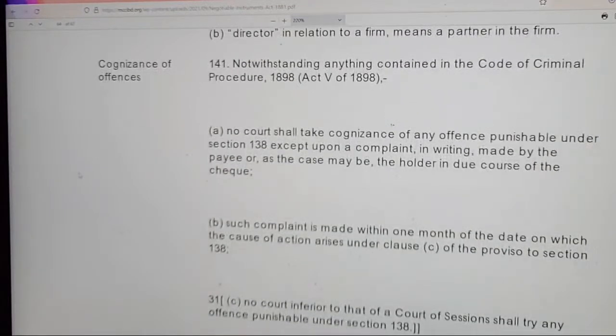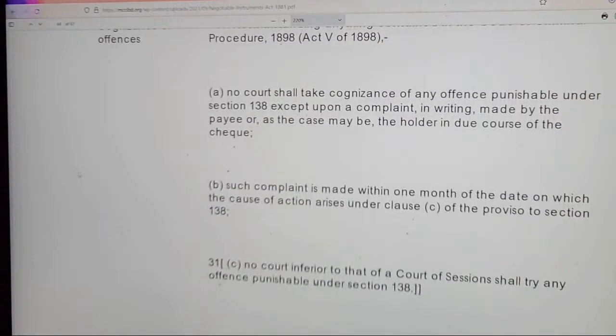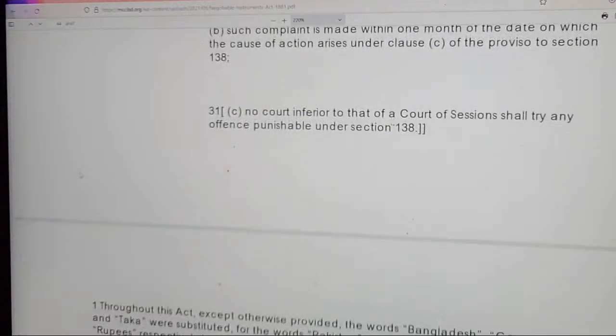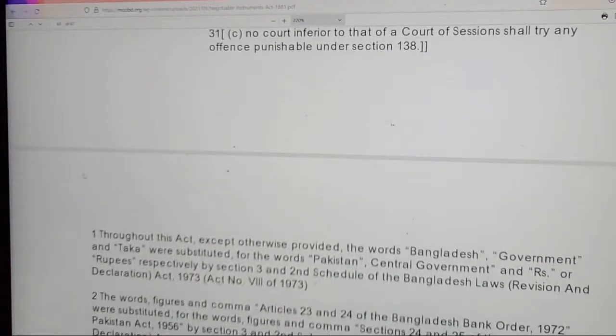141, cognizance of offense. Notwithstanding anything contained in the Code of Criminal Procedure of 1898, Act 5 of 1898, no court shall take cognizance of any offense punishable under section 138 except upon a complaint in writing made by the payee, or, as the case may be, the holder in due course of the check, and B, such complaint is made within 1 month of the date on which the cause of action arises under clause C of the proviso to section 138. 3, no court inferior to that of a court of session shall try any offense punishable under section 138.